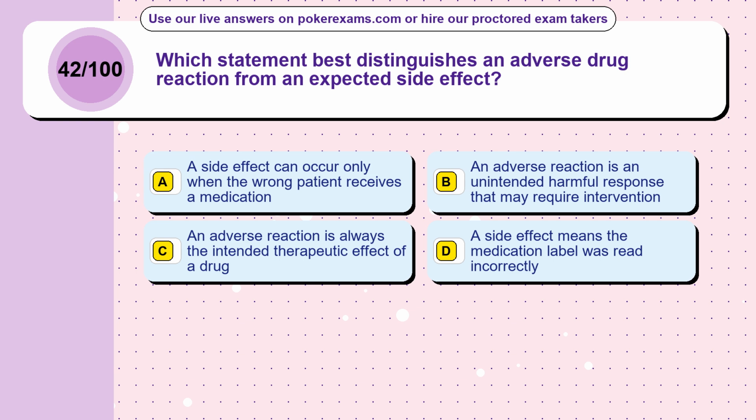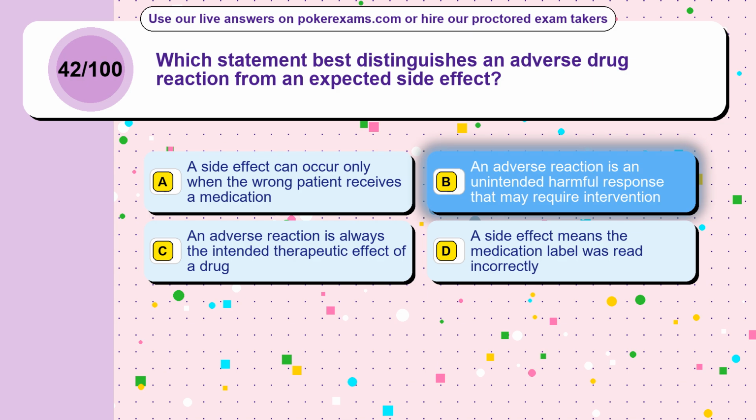Option A. A side effect can occur only when the wrong patient receives a medication. Option B. An adverse reaction is an unintended harmful response that may require intervention. Option C. An adverse reaction is always the intended therapeutic effect of a drug. Option D. A side effect means the medication label was read incorrectly.